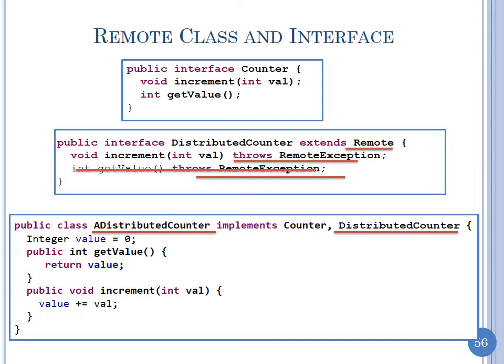And a distributed counter is implementing an interface both for local usage and remote usage, and they don't have to have the same signatures. So I can remove from distributed counter, say, the get value method, and only export a subset of the public methods to remote use, to remote processes.